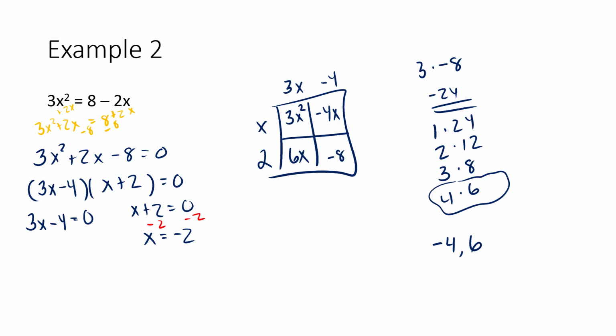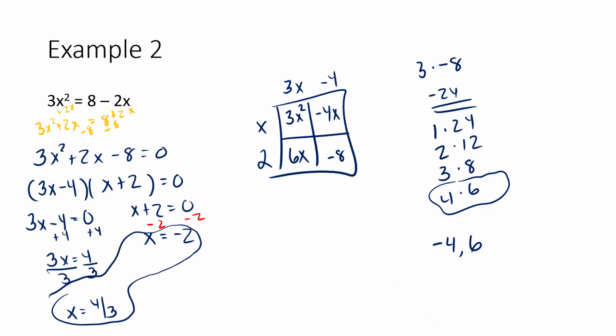Over here on the left, you might need to do a little bit more work. We're going to add 4 to both sides to get 3x is equal to 4, and then divide both sides by 3, and we get x is equal to 4 thirds. There we go. Yay. All right, moving on.